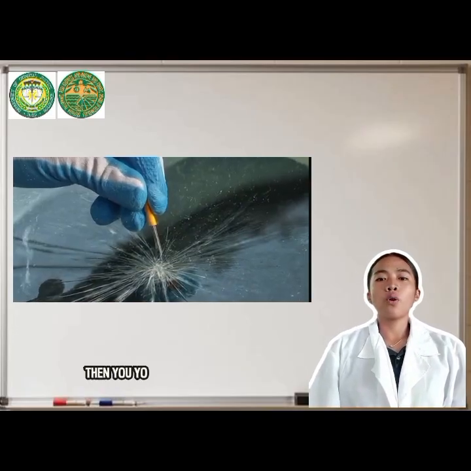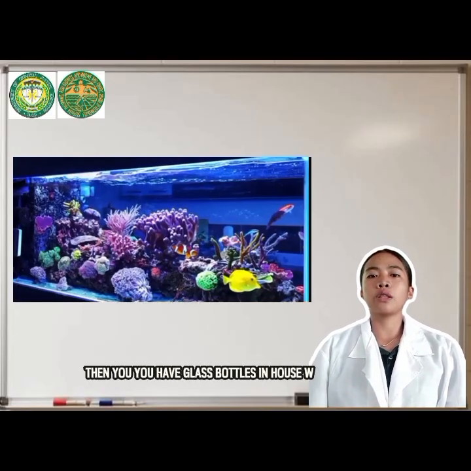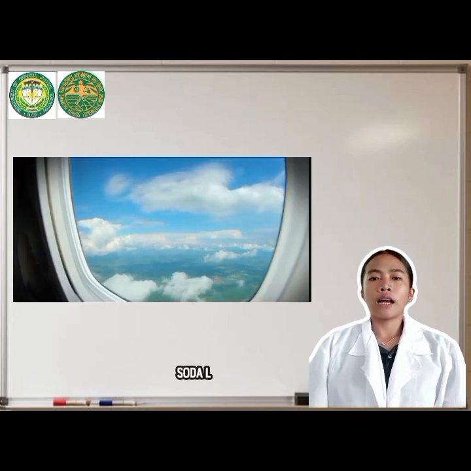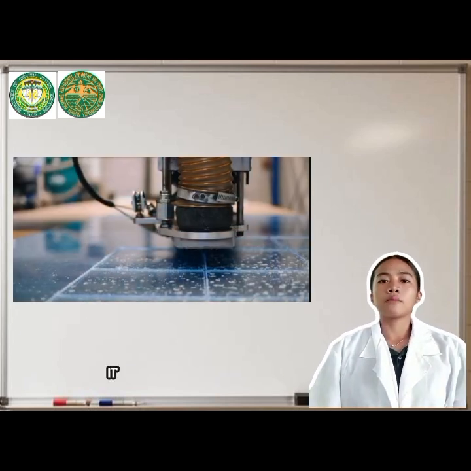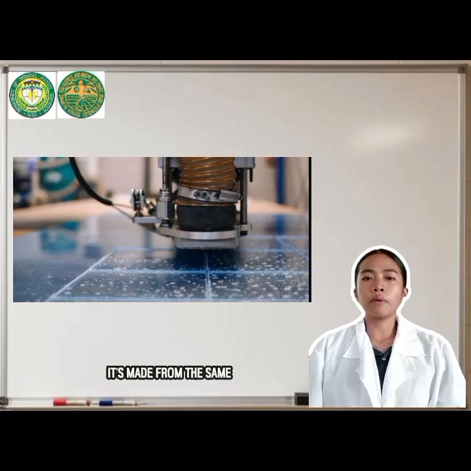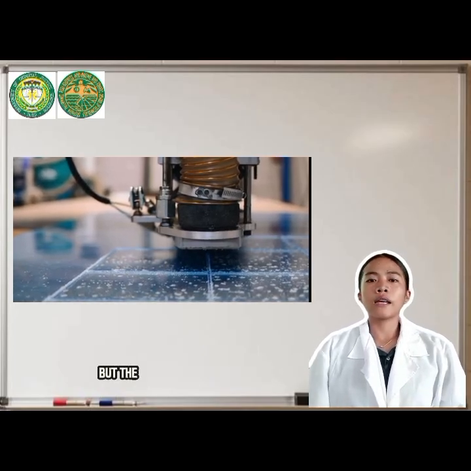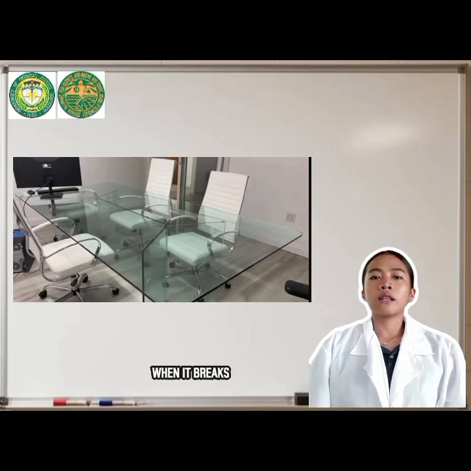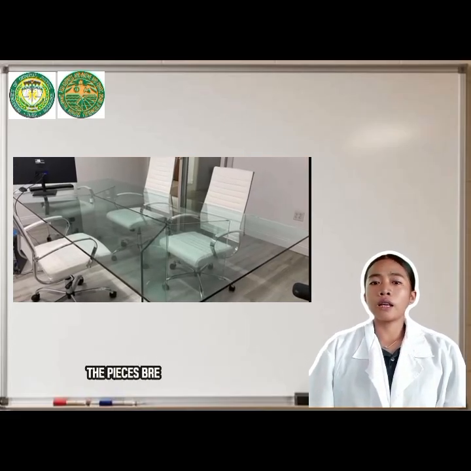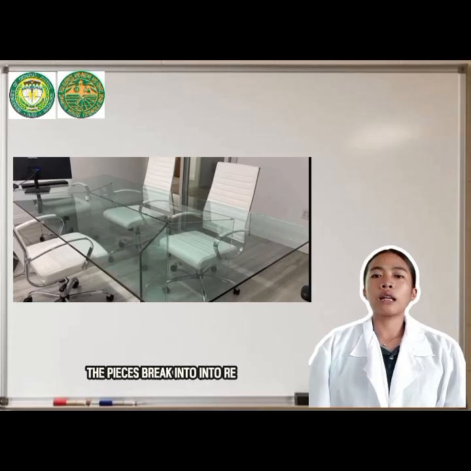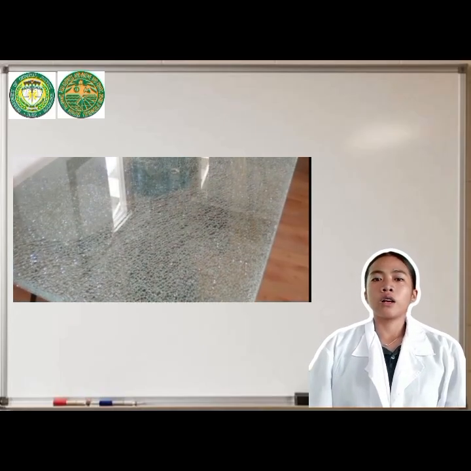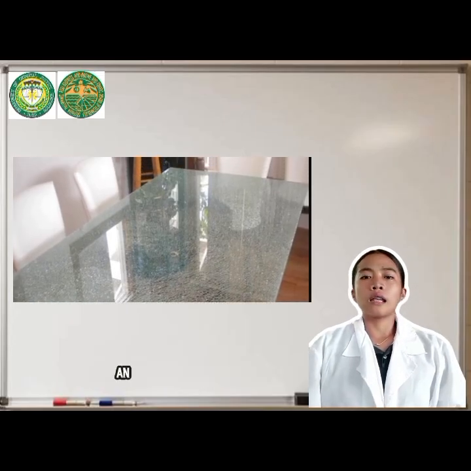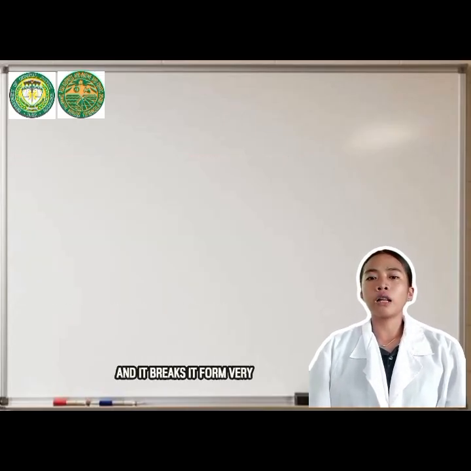Then you have glass bottles and house windows. They are made of soda lime glass. It's made from the same basic composition, but the heating process is simpler and faster. When it breaks, the pieces break into relatively large shards. That's why when you push on a house window and it breaks, it forms very large pieces.